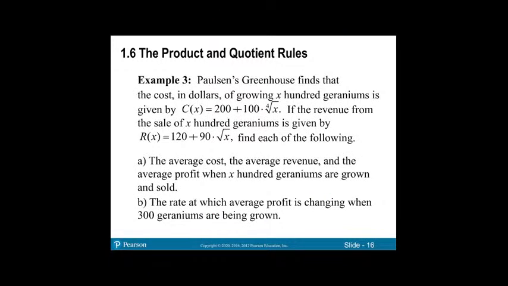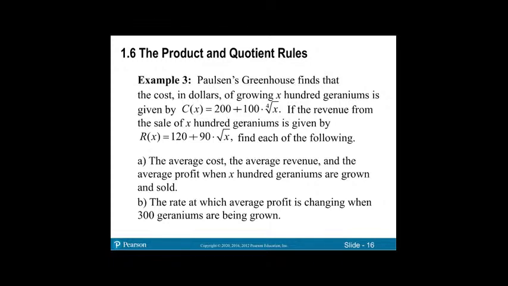Pauline's greenhouse finds that the cost in dollars of growing X hundred geraniums is given by this function. If the revenue from the sale of X hundred geraniums is given by this function, find each of the following. The average cost. So we just said the average cost should just be C of X over X. So it just should be that divided by X. Basically, each of those functions divided by X.